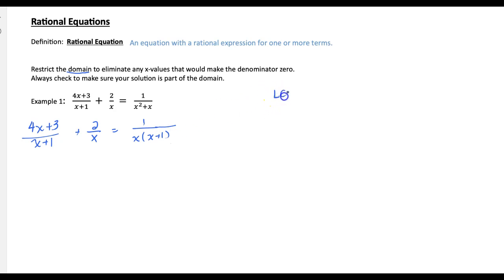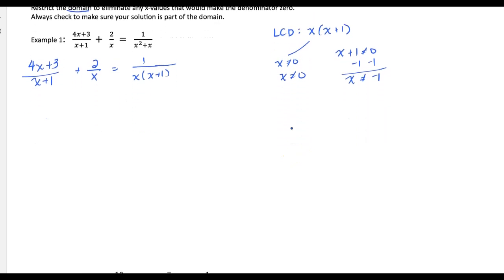So we have a least common denominator of x times x plus 1, and if we set each one of these equal to 0, we know that x can't be 0 and x plus 1 can't be 0. So that means x can't be -1. So we're going to make sure that when we're done with our answer that we don't use -1 and we don't use 0, because those are restricted.